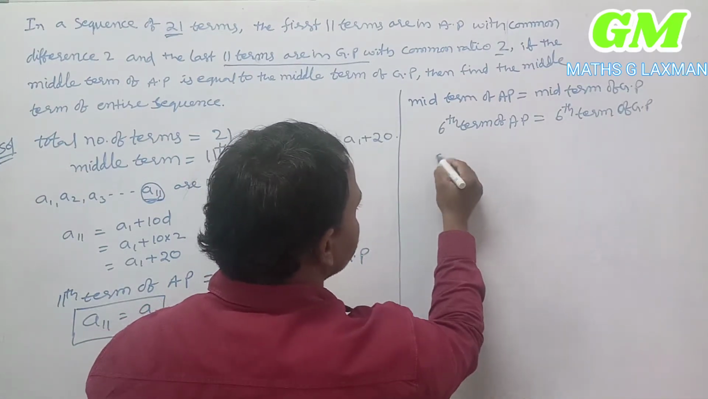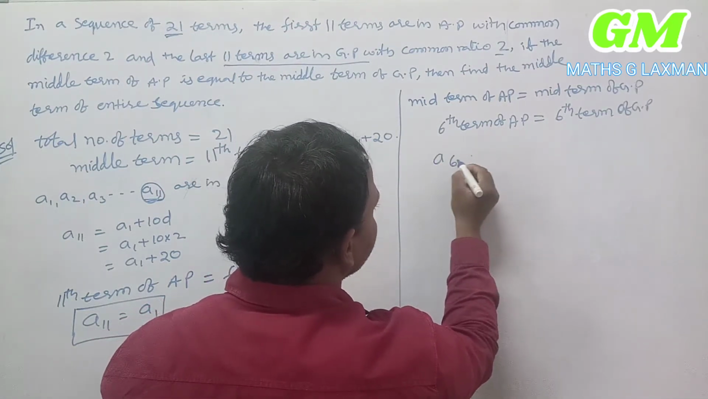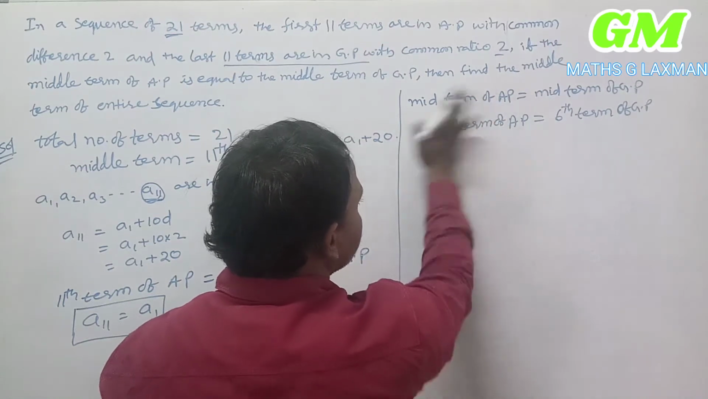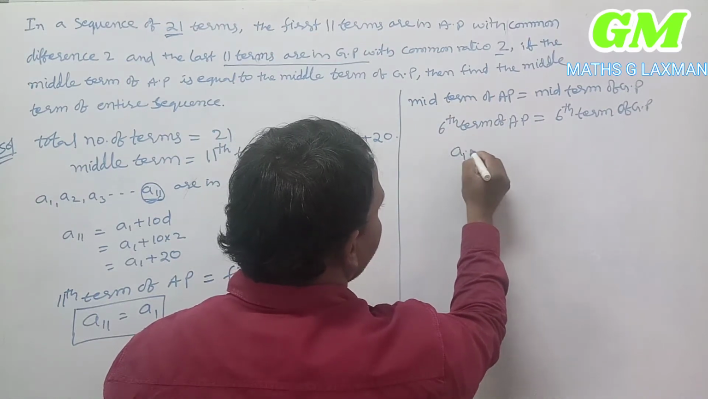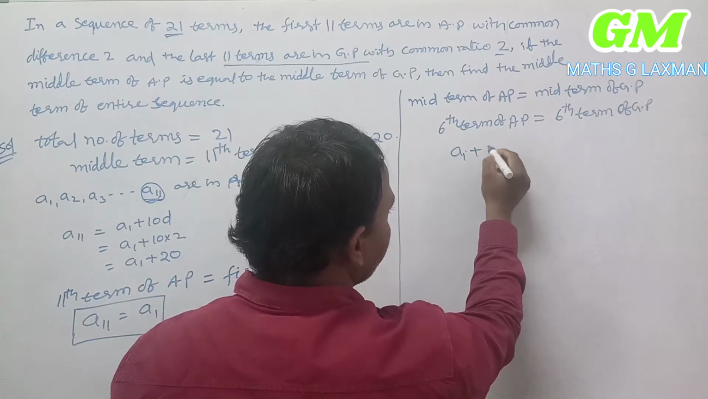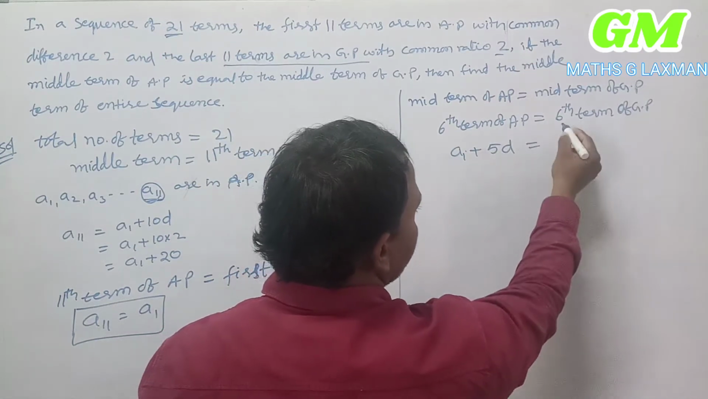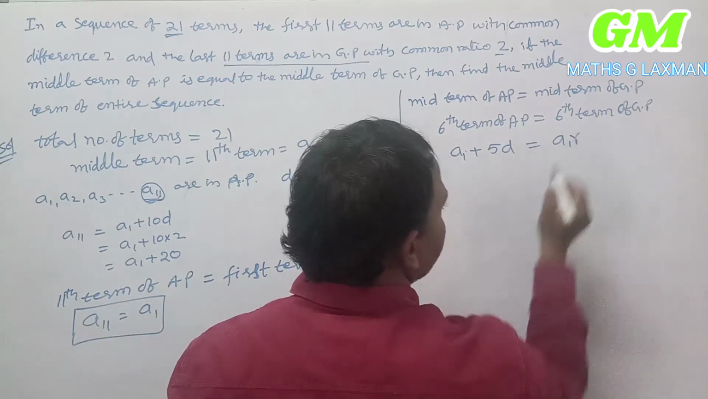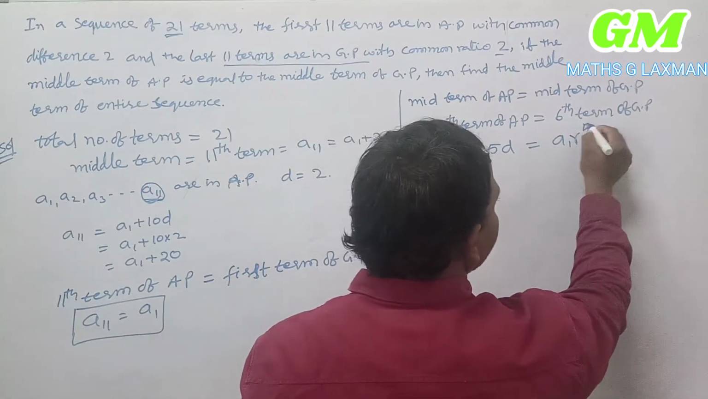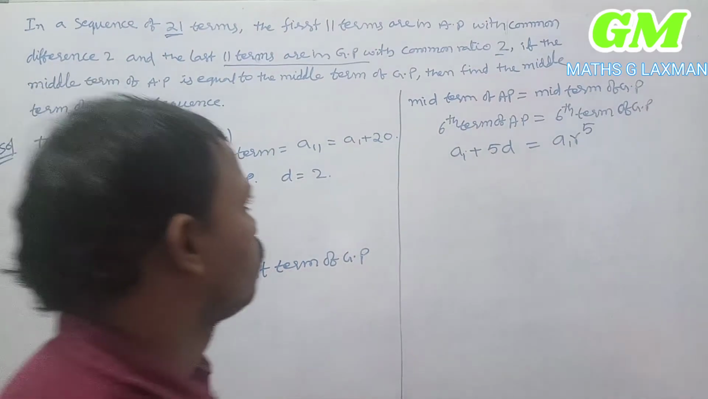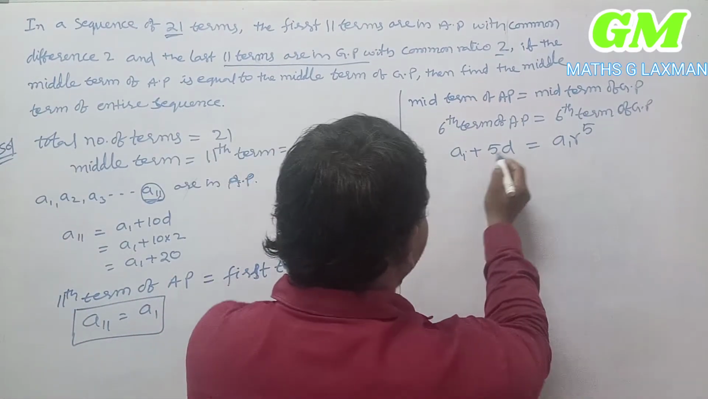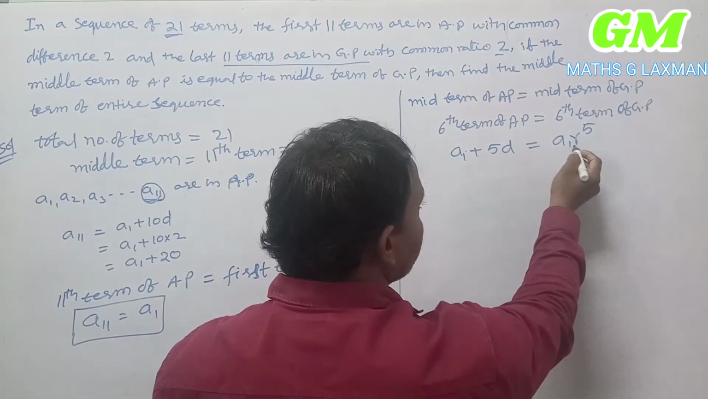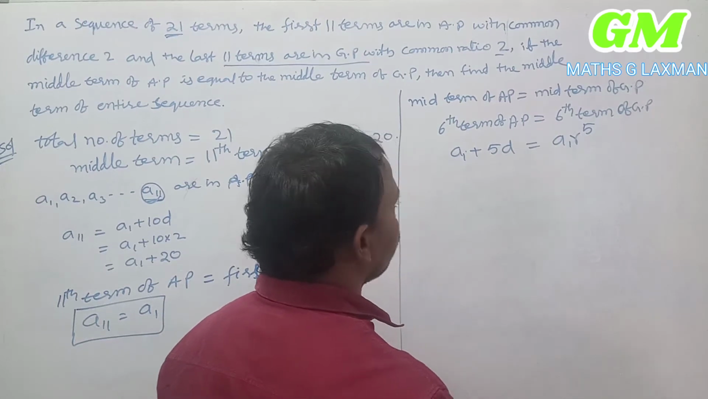So what is the sixth term? A6. A6 means directly I am writing here A1 plus 5D, and here A1 times R to the power of 5. So here A1 plus 5D is equal to A1 times R to the power of 5.